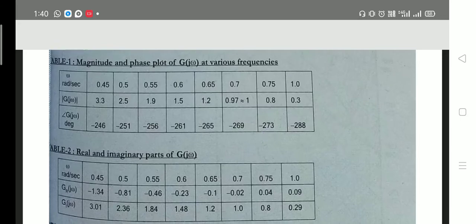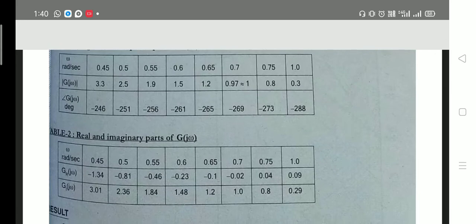We can draw the real and imaginary parts, not magnitude and phase. Remember this point: we cannot draw with magnitude and phase. The polar plot will be drawn between real and imaginary terminals. Here we are calculating the real and imaginary terminals. How to calculate them?